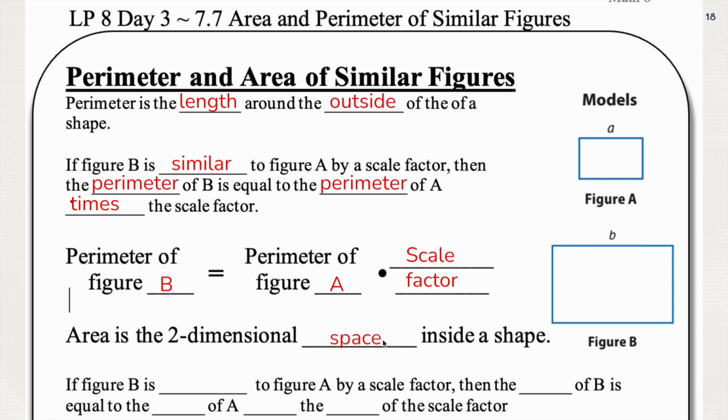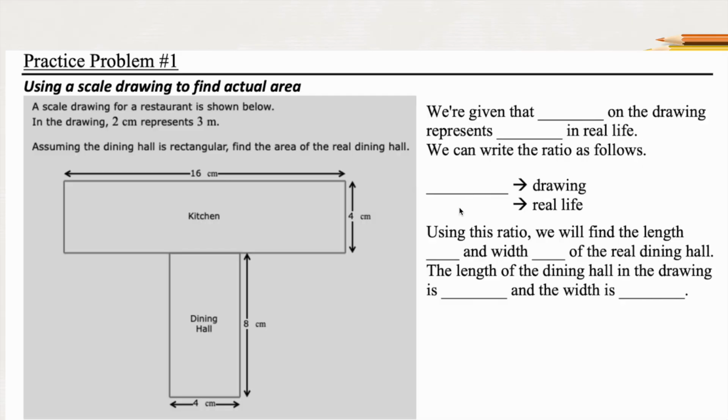So area is a two-dimensional space inside a shape. So that's the actual space it takes up, not just a line or a length. So if figure B is similar to figure A by a scale factor, then the area of B is equal to the area of A times the square of the scale factor. I do have to square it. I have to take into account that it's two-dimensional. Okay, so let's go ahead and practice this.